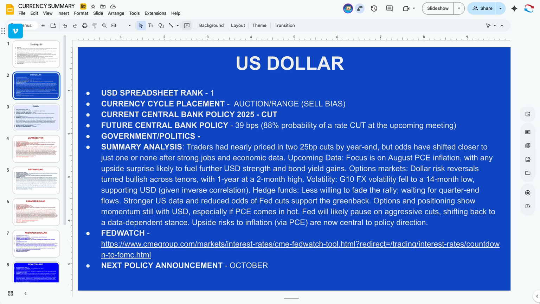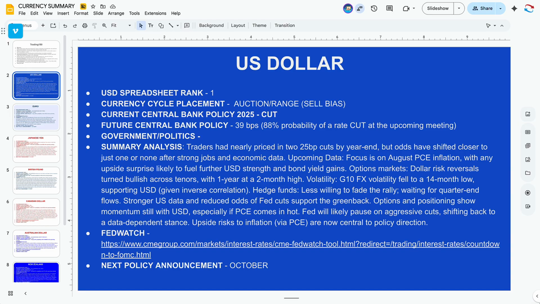So I've changed my bias now to what is known as an auction or a range, although I do still have a little bit more of a sell bias because at the moment there is currently an 88% probability of a rate cut. If that starts to reduce, then I will have more of a neutral bias, meaning I will look to buy and sell the dollar based on the data.